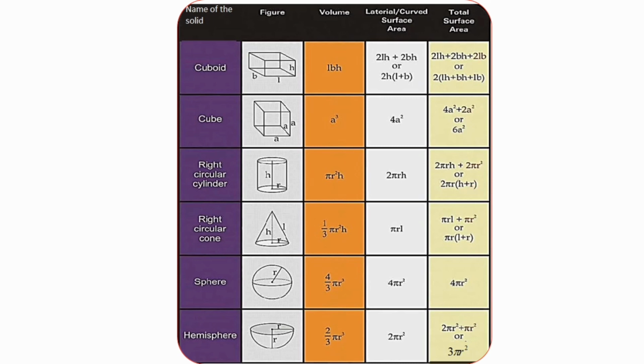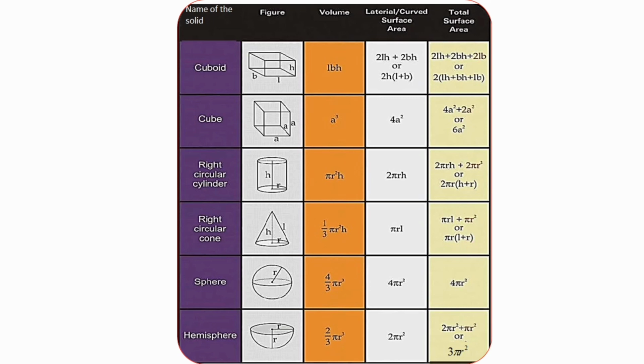Next one is a right circular cone. The height is represented by H, radius is represented by the letter R, and the slant height is represented by the letter L. Then the volume is 1 by 3 pi r square H. Lateral surface area or curved surface area is pi r l, and the total surface area is pi r into (L plus R).